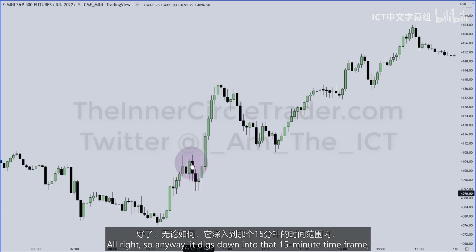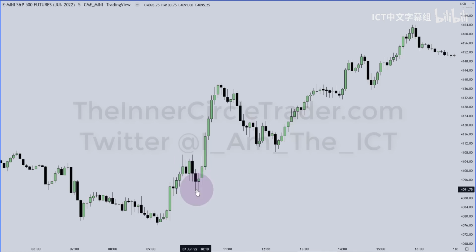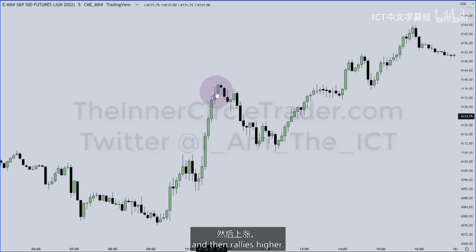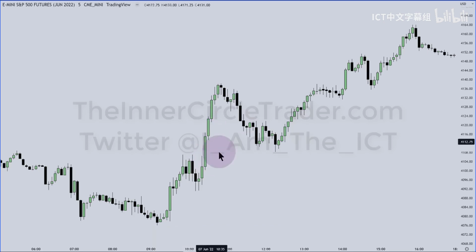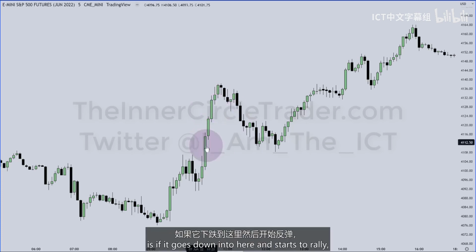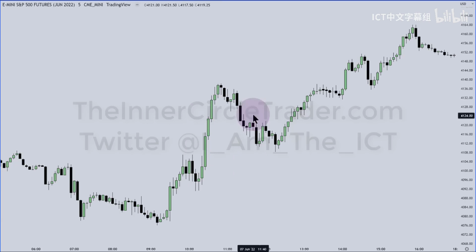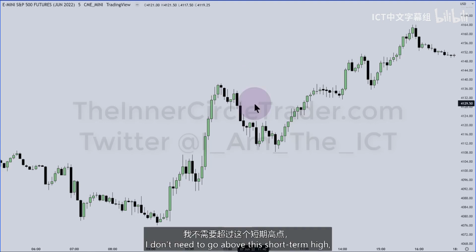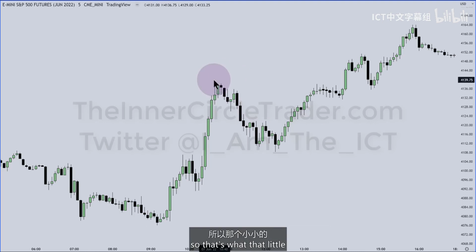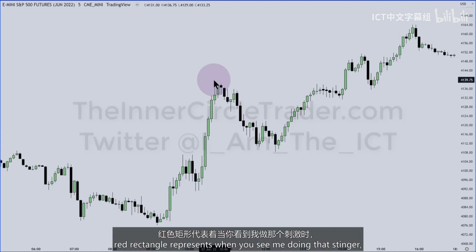All right, so anyway, it digs down into that 15-minute time frame fair value gap here, and then rallies higher. Then it starts to trail off and goes down into this imbalance right here. Now, in that little stinger video, I draw this little area out with a rectangle, and I do a small little box up here. Okay, and what that box is, if it goes down into here and starts to rally, I'm going to take half that position off once it gets into this area here again. Okay, I don't need to go above this short-term high. So that's what that little red rectangle represents.